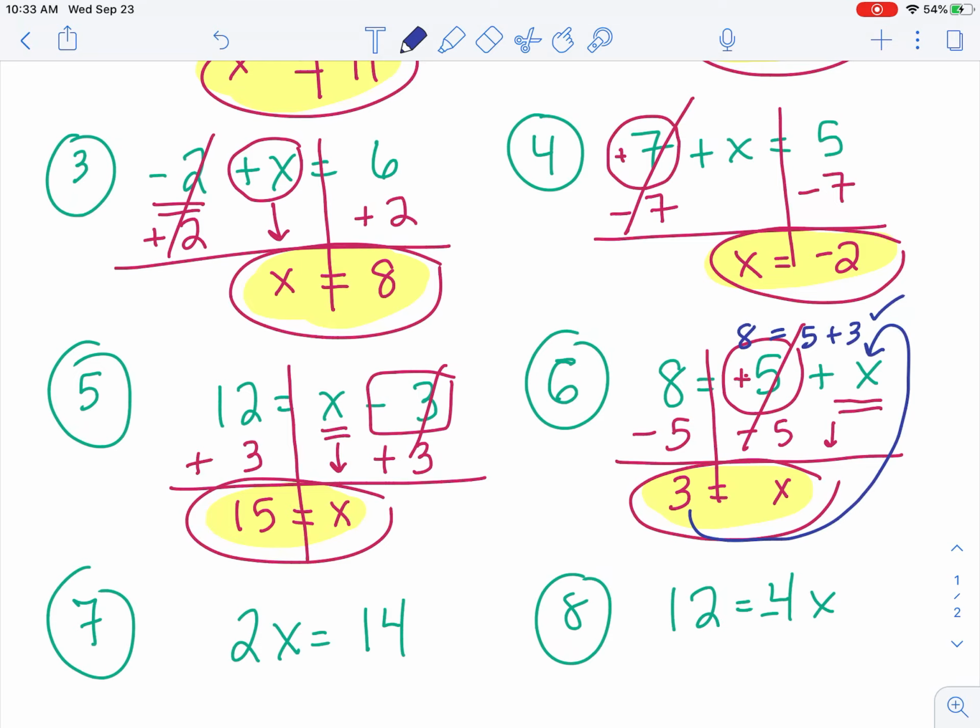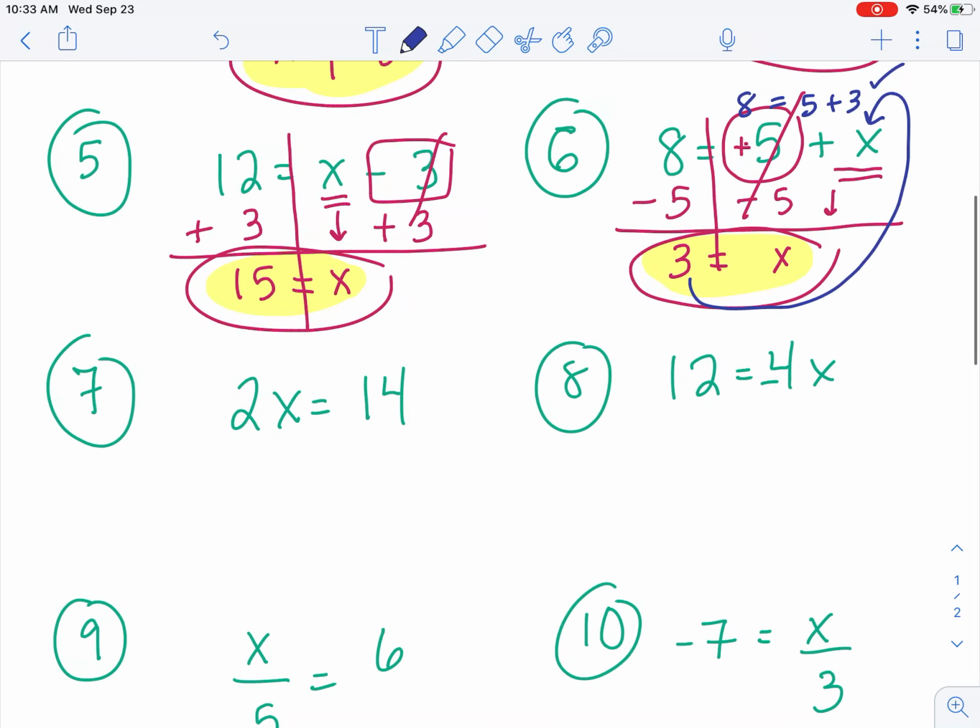Okay, now what about these ones like 7, 8, 9, and 10, where there's no plus or minus? It's not adding or subtracting. These ones are a multiplying problem, right? Where that number is being multiplied. Well, again, I can still draw my line. What's the opposite of multiplication? Division. And so I divide both sides by the number in front of x, by the coefficient of x.